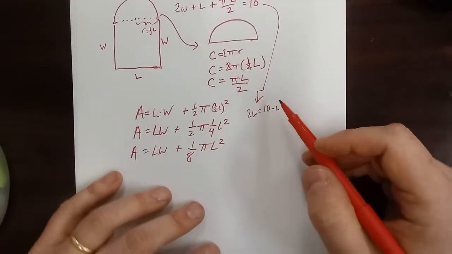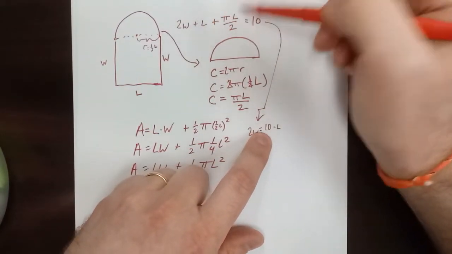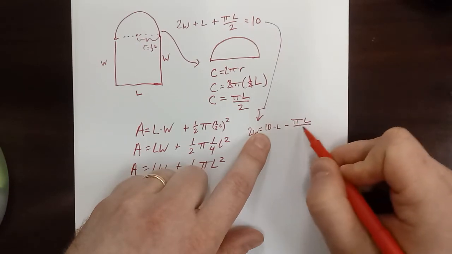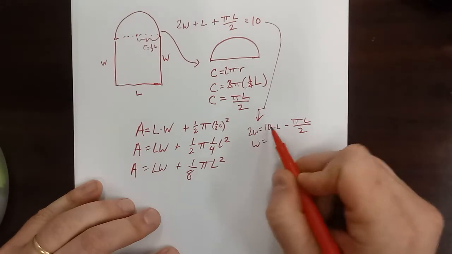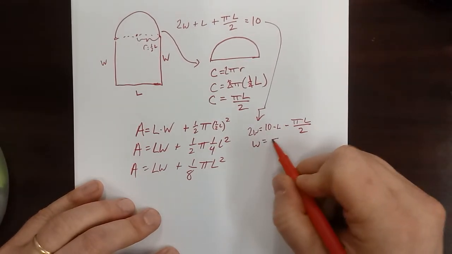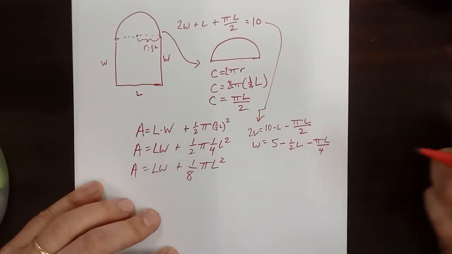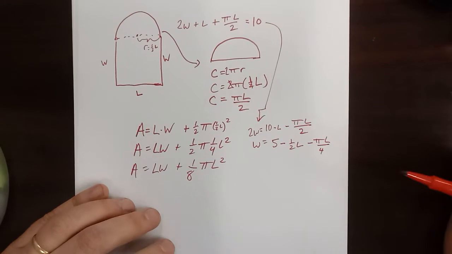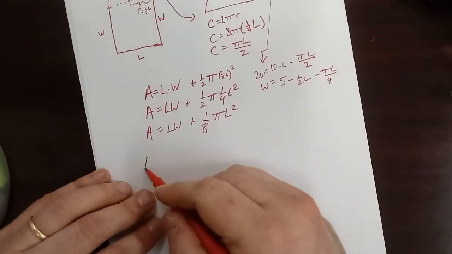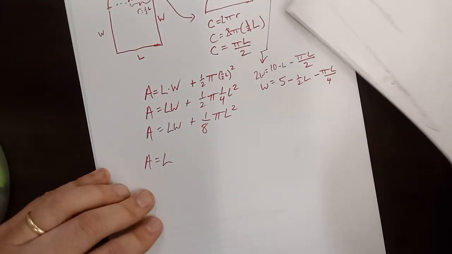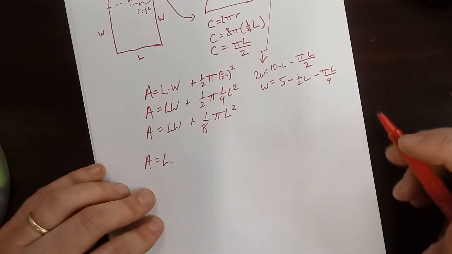So, okay. So 2W is equal to 10 minus L minus pi L over 2. All right. So then W would be equal to each of those divided by 2, also known as 5 minus 1/2 L minus pi L over 4. So when I drop this in, we're going to have something gross. We're going to have area is equal to length.